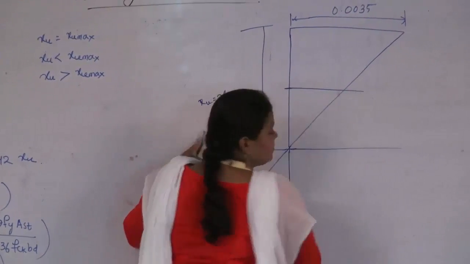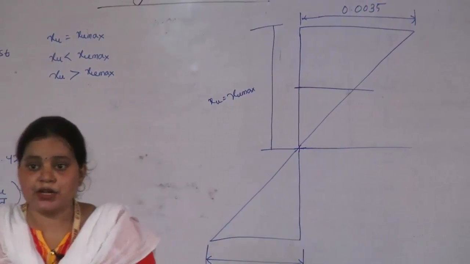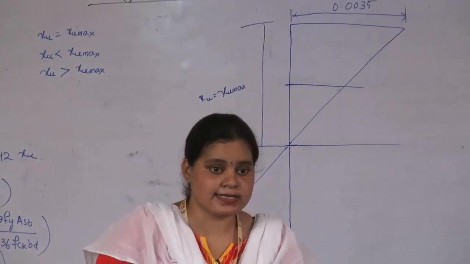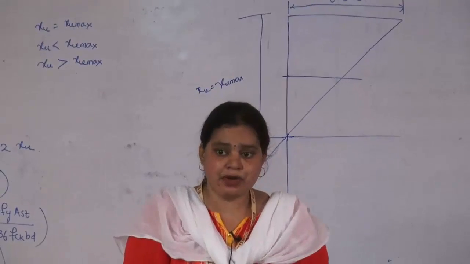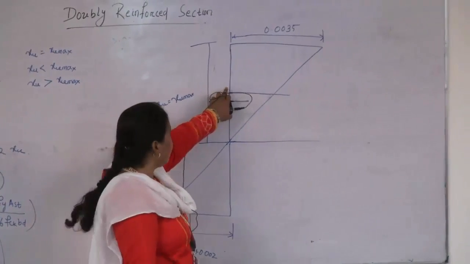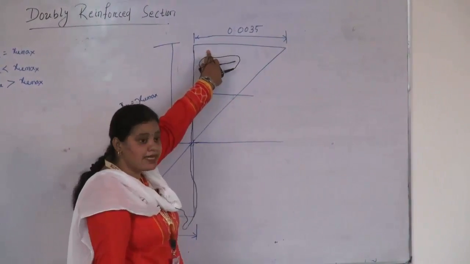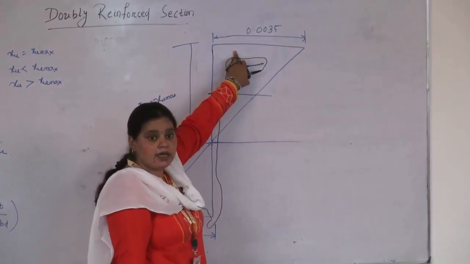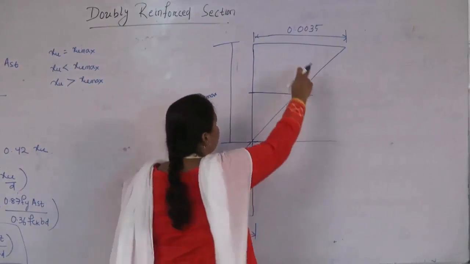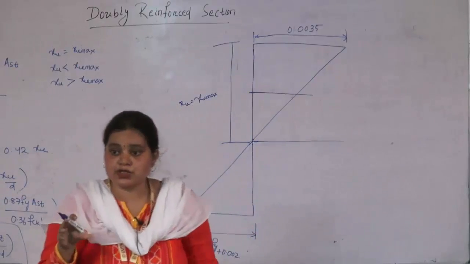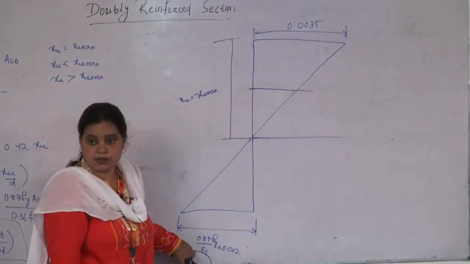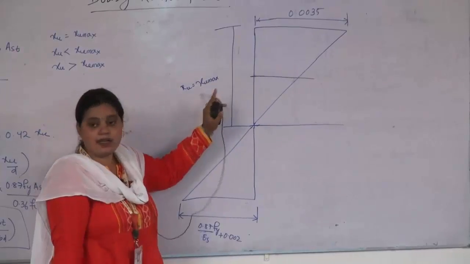Suppose the neutral axis lies here. So in this condition, what is the concept regarding XU less than XU max? Still it fails fast. How does it fail? The section fails when the compressive strain on the topmost concrete fiber reaches 0.0035 and the tension steel strain is less than this value. Okay, at that time XU less than XU max occurs.